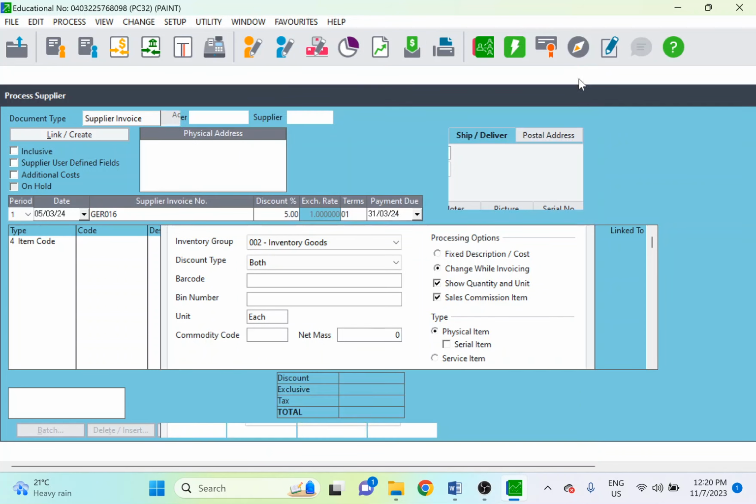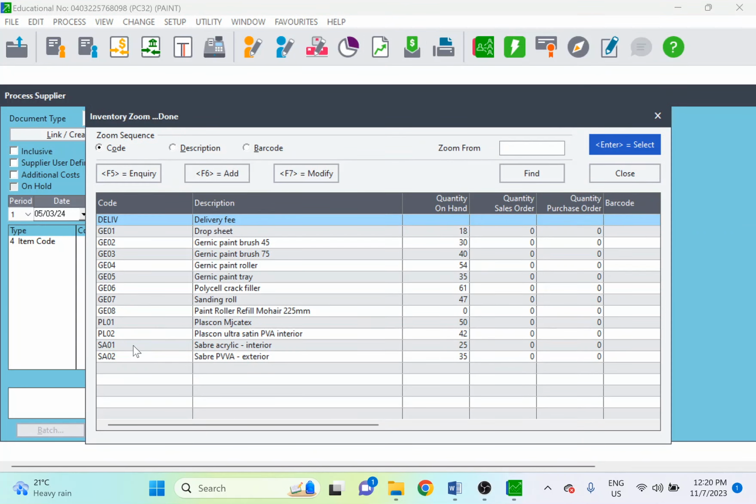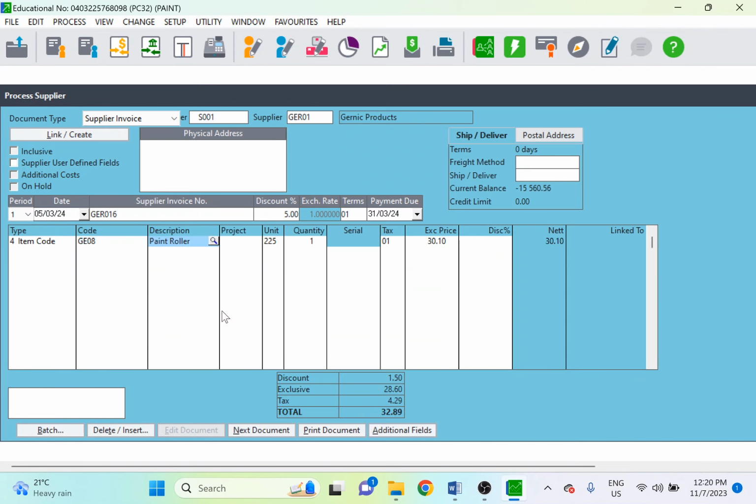Close edit inventory, select paint roller. Under quantity we have 20, and then exclusive price we are still buying, it's 30 rand 10 cents, total 602.